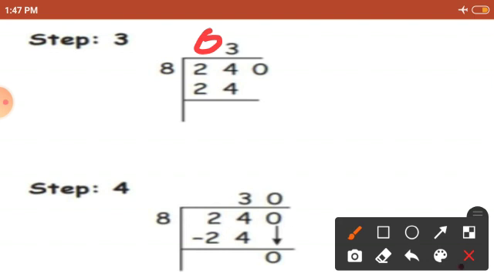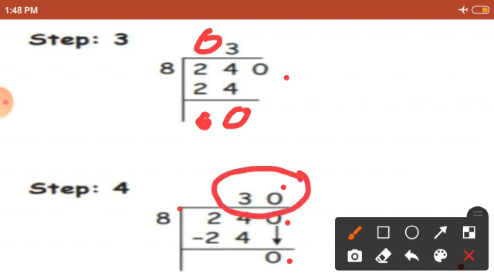So now the number is what? 24. So 8 3's are what? 24. Just subtract both of those numbers. 4 minus 4 you will get 0 and 2 minus 2 you will get 0. Next number is what? 0 only. Right? After that you have to take the next number, that is 0. So 8 0's are what? 0. So 0 minus 0 you will get 0 only. So what's the quotient here? It is 30. So the result or the answer for this sum is 30.